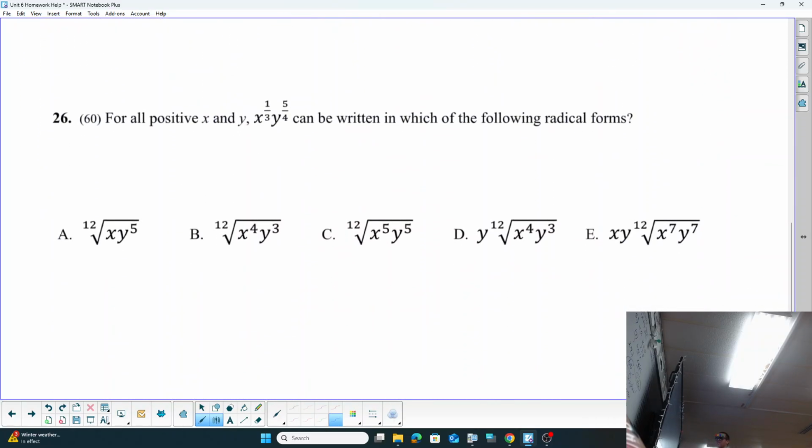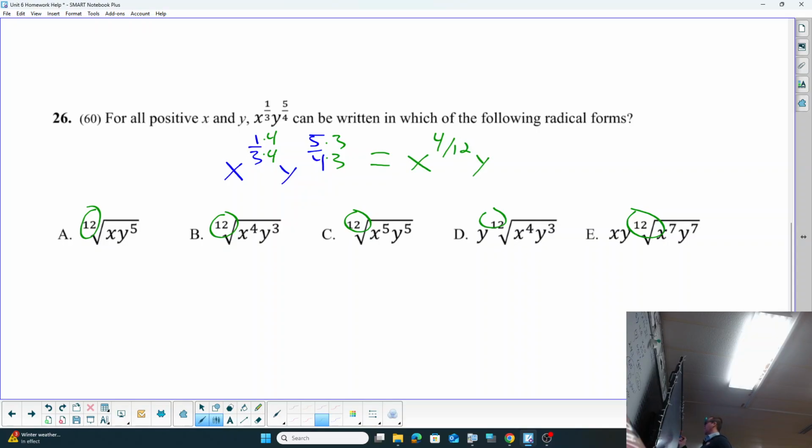Okay, last one. So basically, I can tell that they're trying to get a common denominator. It looks like we're trying to get a 12 here. So we'll times by 4 to the top and bottom, times by 3 to the top and bottom, to get a common denominator. So that'll be x to the 4/12 and y to the 15/12.